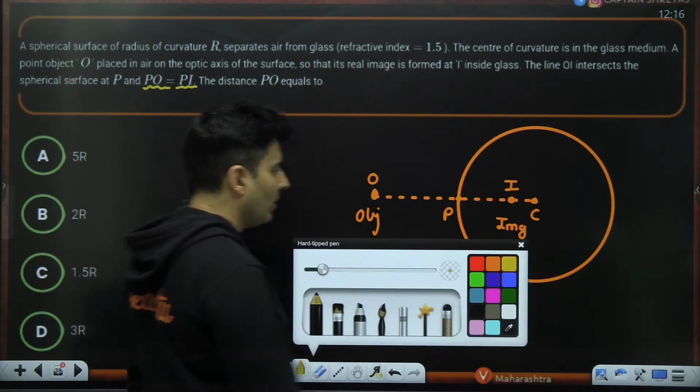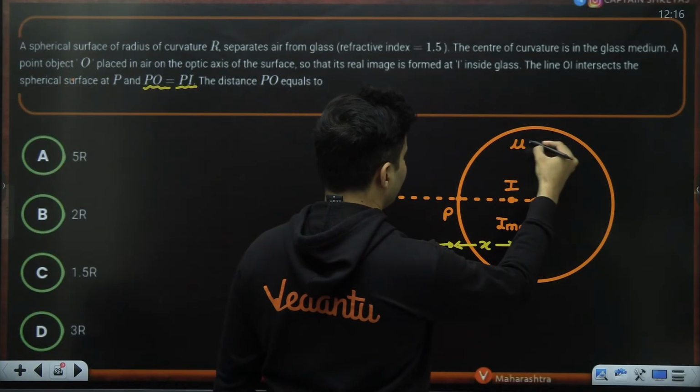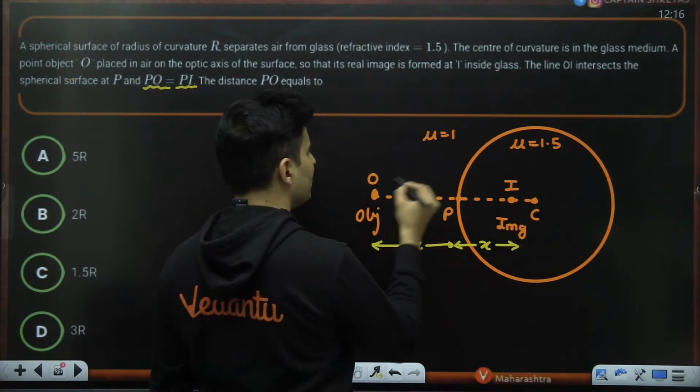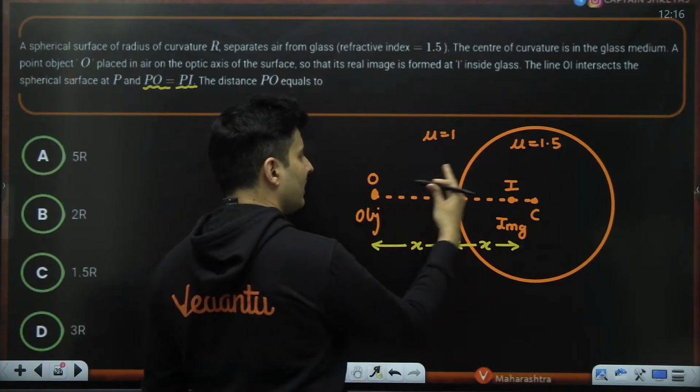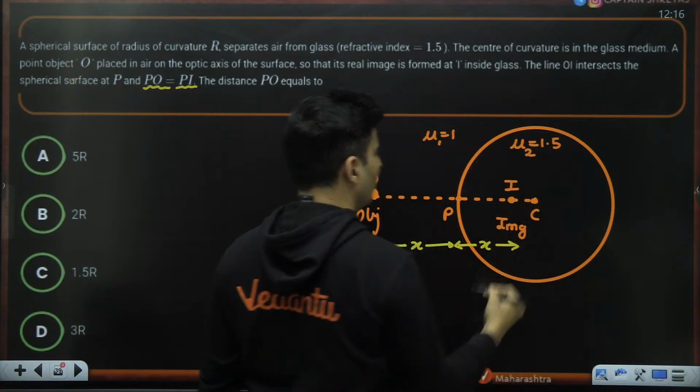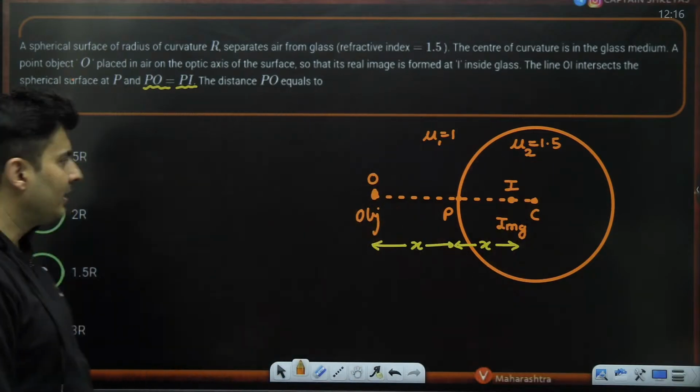Well, let's try to solve it. First of all, the refractive index over here is 1.5. This refractive index is 1. This is the first refractive index because the rays will come from here. So this is mu1. It is entering here. So this is mu2. Everyone fine till this point?